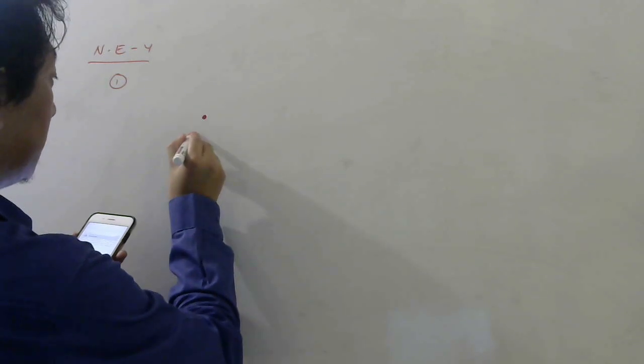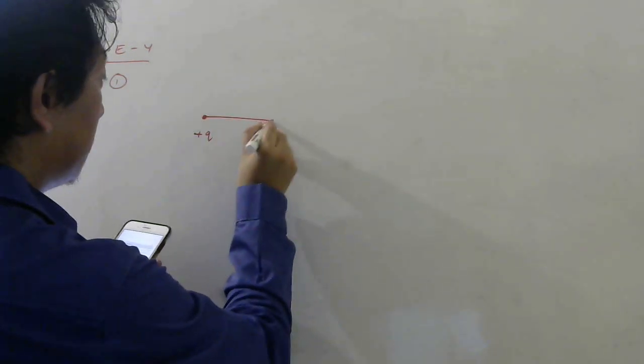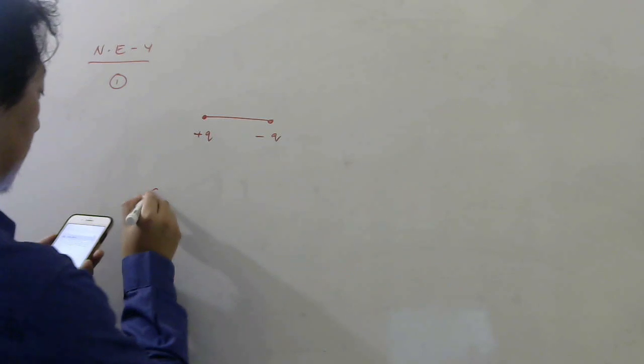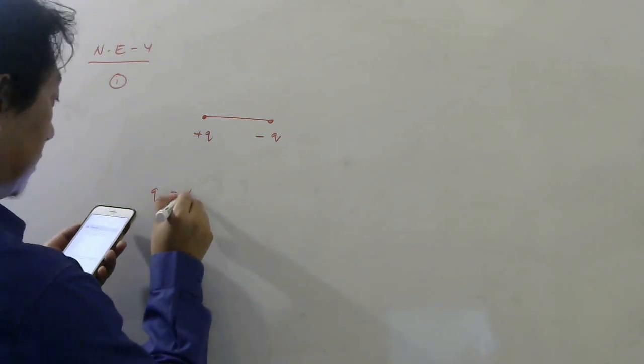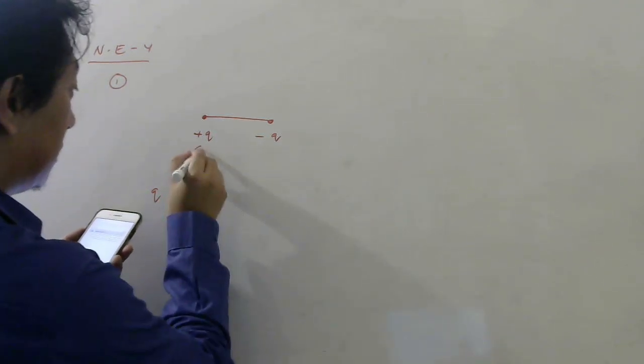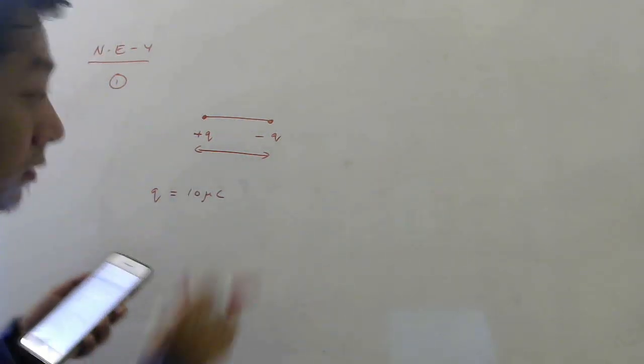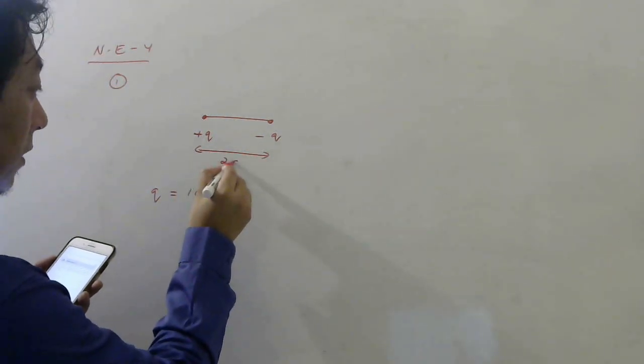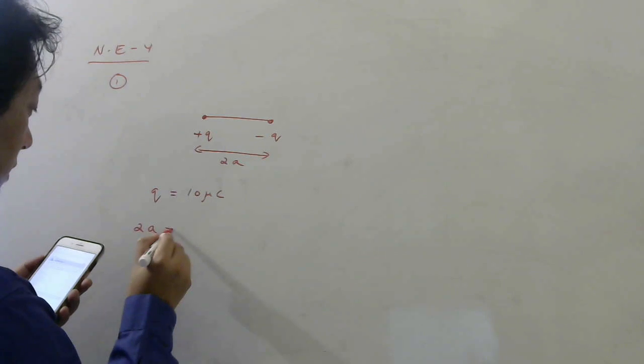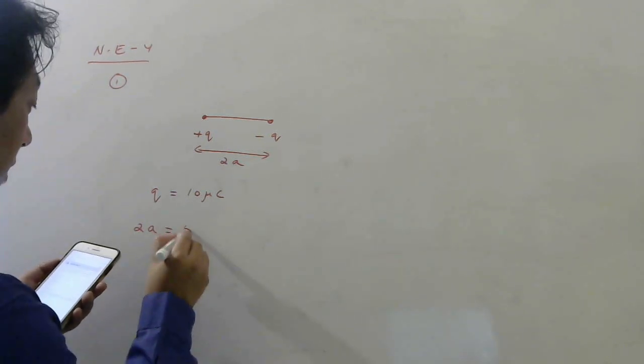Question number 1. So what does the question say? The question says two charges plus minus 10 microcoulomb are placed 5 millimeter apart. So there are two charges, plus q and minus q. The value of each charge is 10 microcoulomb, and this distance, which we write as 2a, is equal to 5 millimeter.